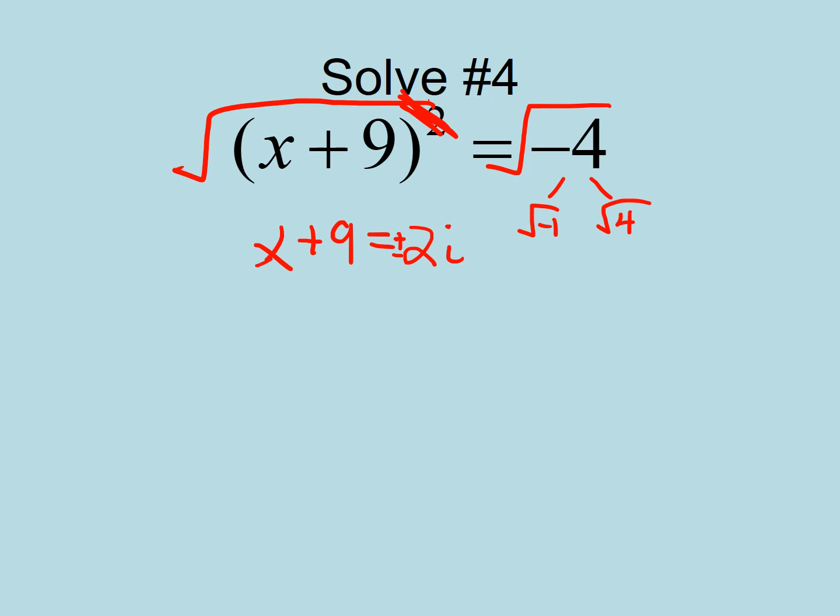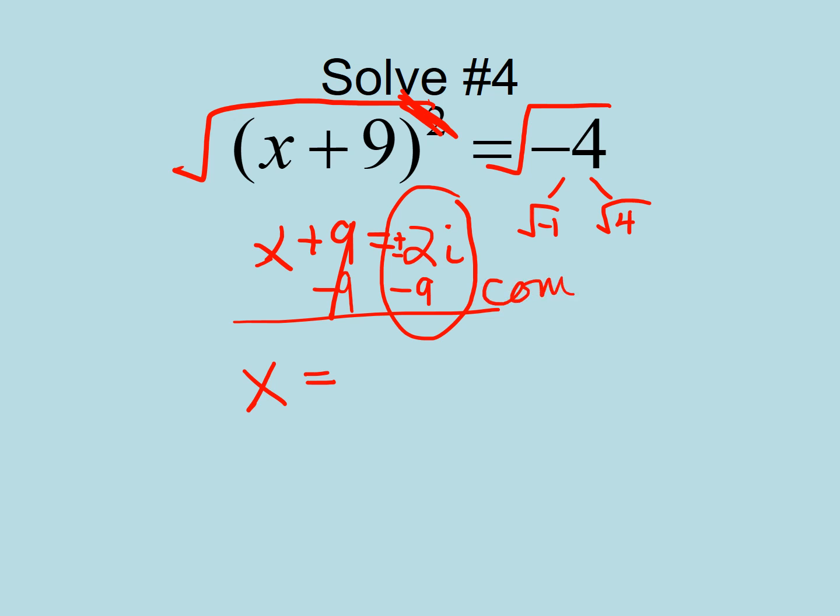Now in order to solve for x, I have to subtract 9 from both sides. So that cancels here, and I get x is equal to plus or minus 2i minus 9. But remember, with these complex numbers, you want to write the real part first and the imaginary part second. So we need the negative 9 out in front, plus or minus 2i.